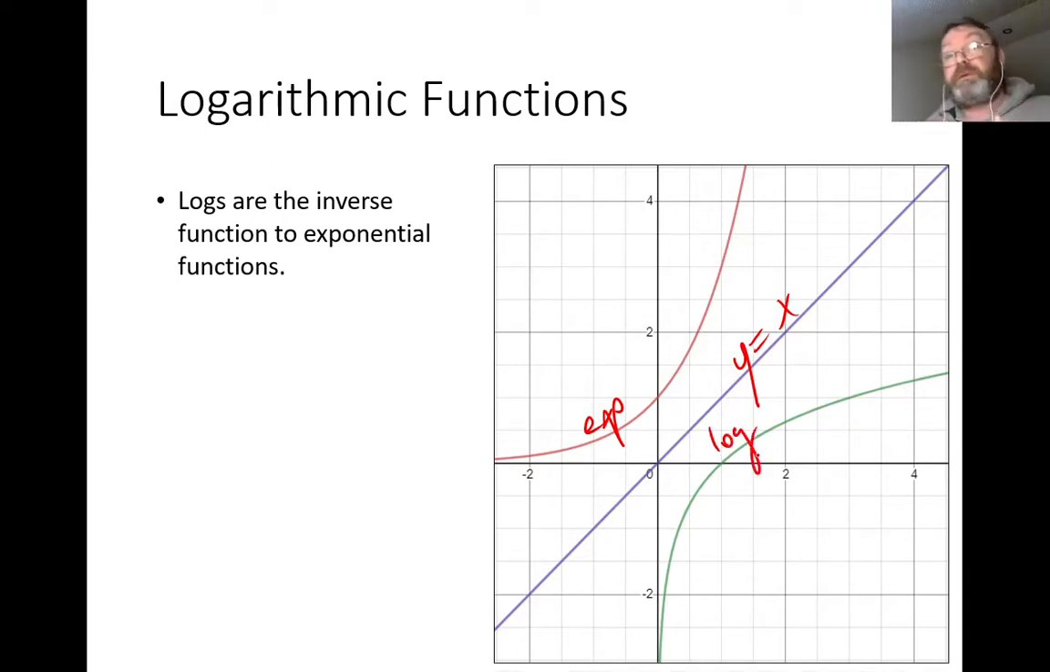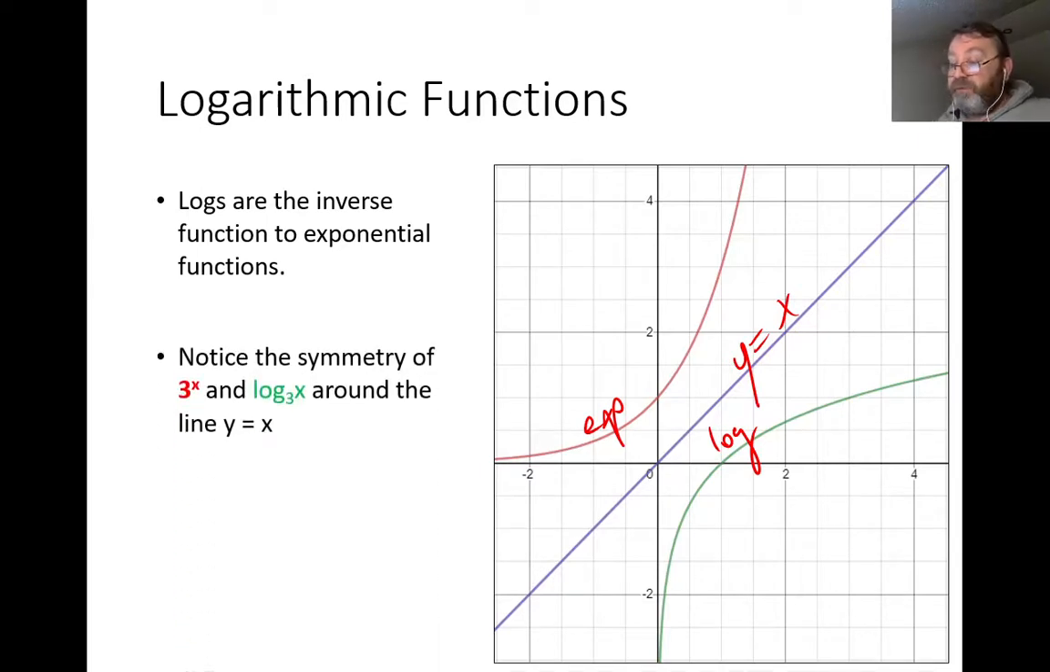The one thing I do want to say here is that functions that are inverse to one another are always beautifully symmetrical around the line y equals x. And that's in fact what we're going to finish this chapter with sometime next week. It'll be the last thing we'll do in terms of functions. Notice, as we said already, the symmetry of 3 to the x and log to the base 3 of x. So this one is 3 to the x, and this one is log to the base 3 of x.